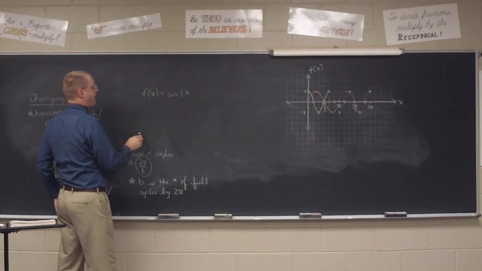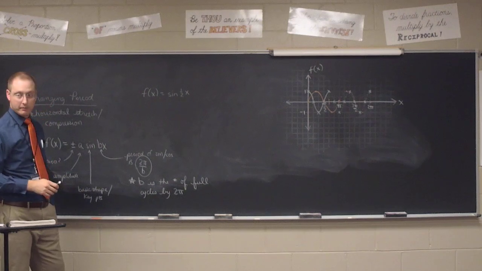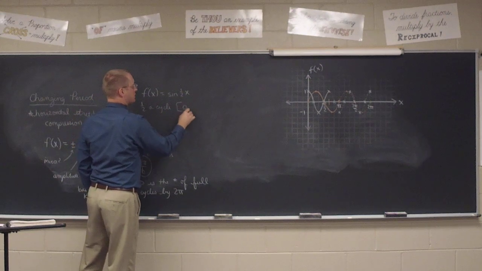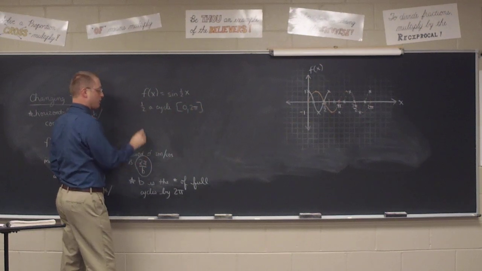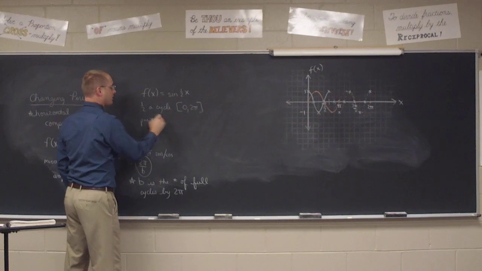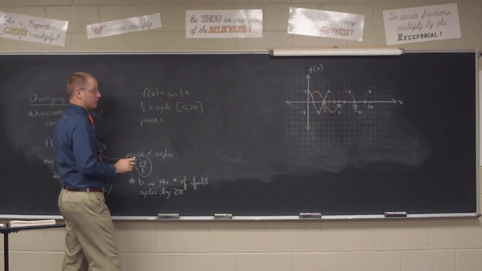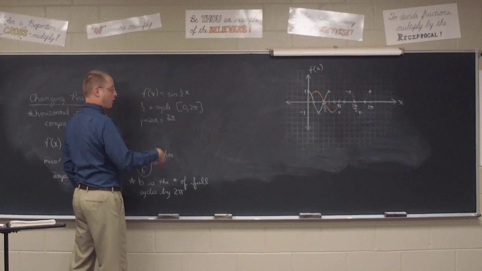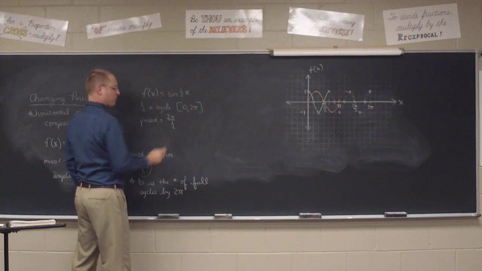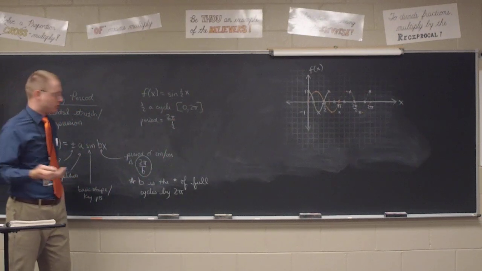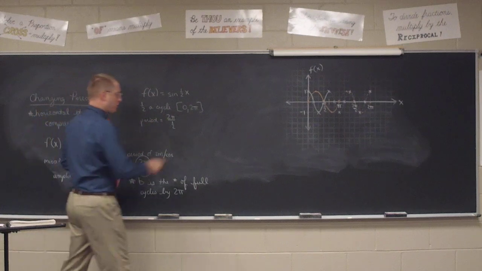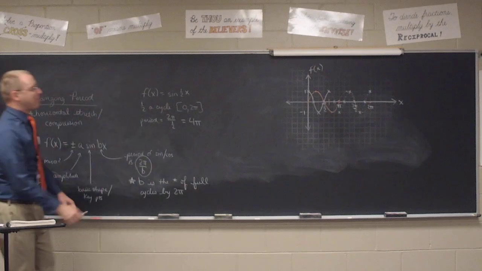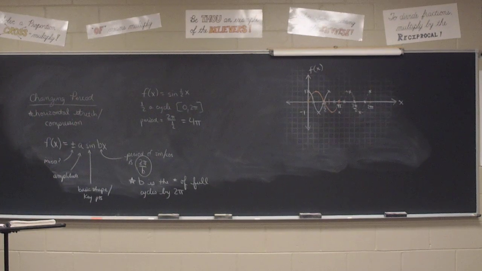And this means we'll have how many full cycles by the time we get to 2 pi? Half. Half a cycle between 0 and 2 pi. Because the period is going to be what? 2 pi over a half. Well, we never really divide fractions. We multiply by the reciprocal. If we take 2 pi and multiply that by the reciprocal, we would get 4 pi. Oh boy. So my period is going to be 4 pi.